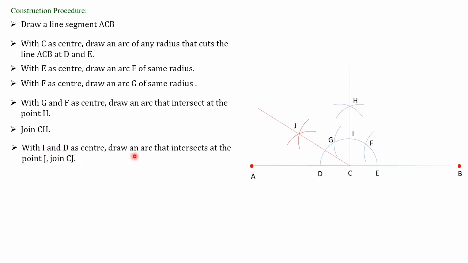With I and D as center, because 135 is more than 90, so we have to come to the left. So with I and D as center, draw arcs that intersect at the point J. So we have drawn two arcs and these two arcs are intersecting at the point J. Join CJ. Thus angle JCB, or BCJ, is an angle making 135 degree with the line segment CB. So these are the steps of construction.